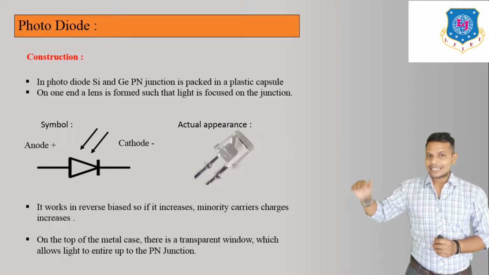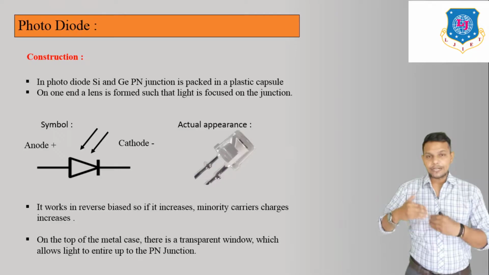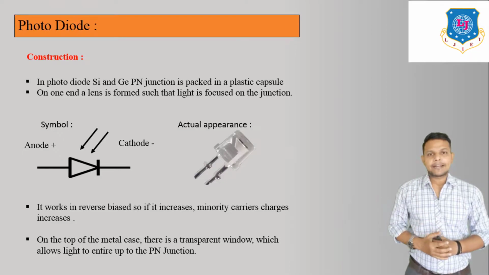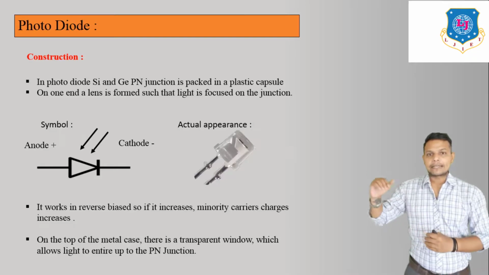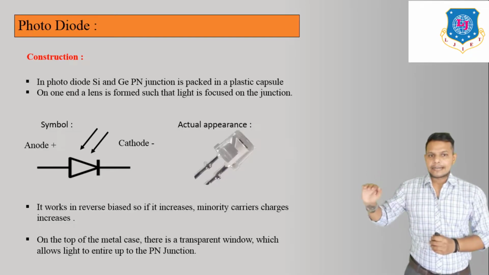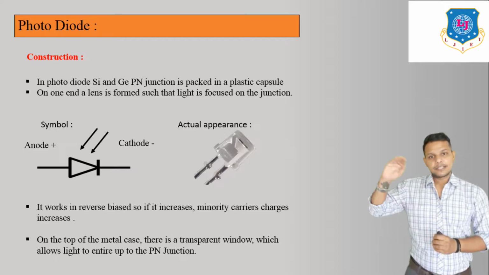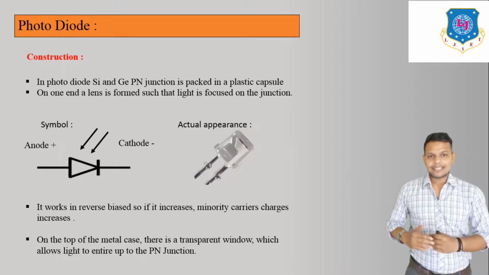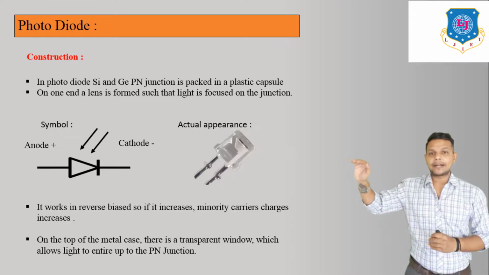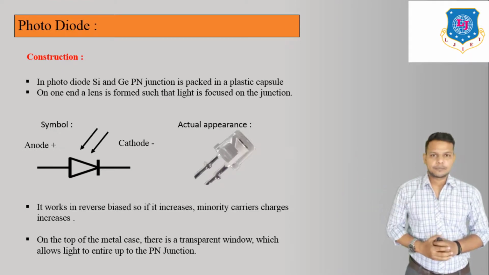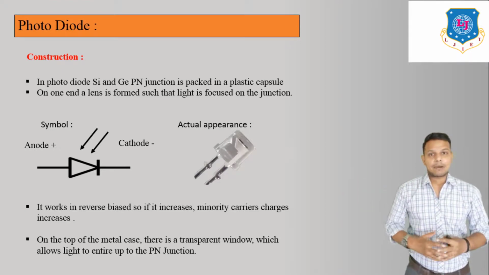So it works in reverse bias. If the reverse bias increases, minority carrier charges also increase. On the top of the metal case, there is a transparent window where light strikes, which allows light to enter up to the p-n junction. So let us discuss its working principle, how it works.